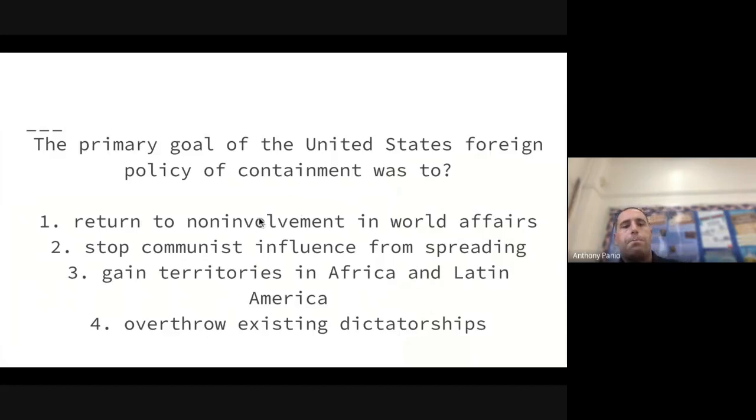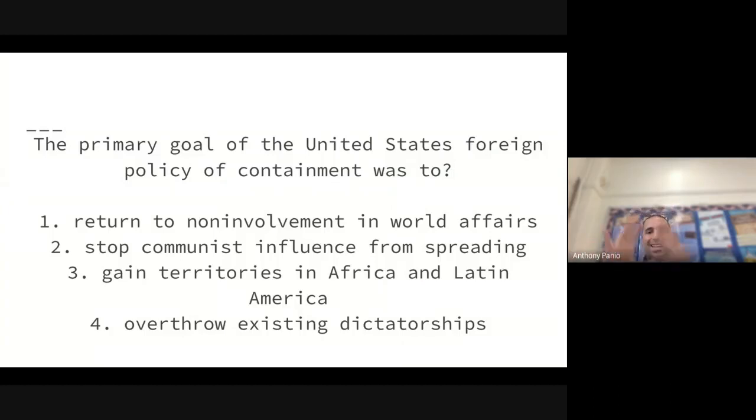All right. The primary goal of the United States foreign policy of containment was to what? Okay, sounds like ballerinas. You guys are good. Yeah, stop communist influence from spreading. So containment, okay, making sure that it has to do with communism and from spreading is very important.